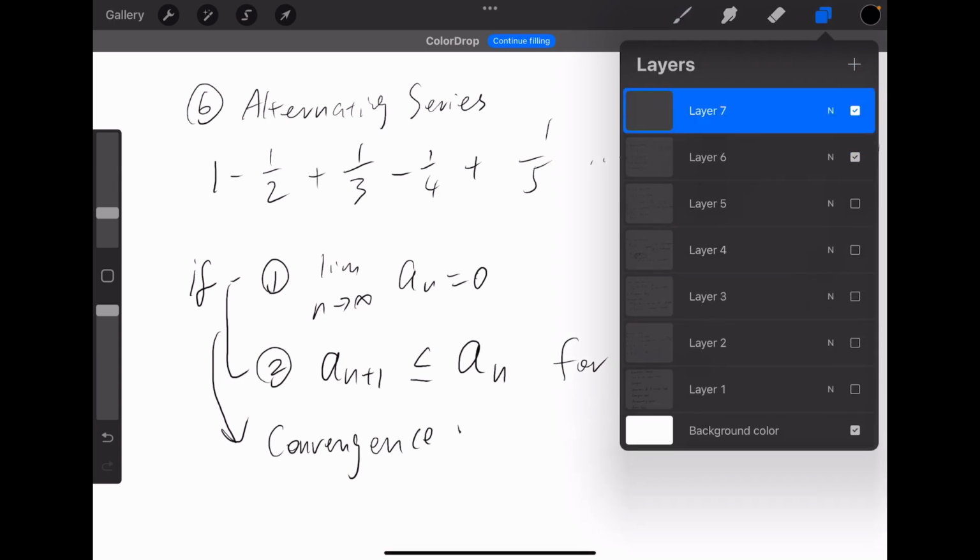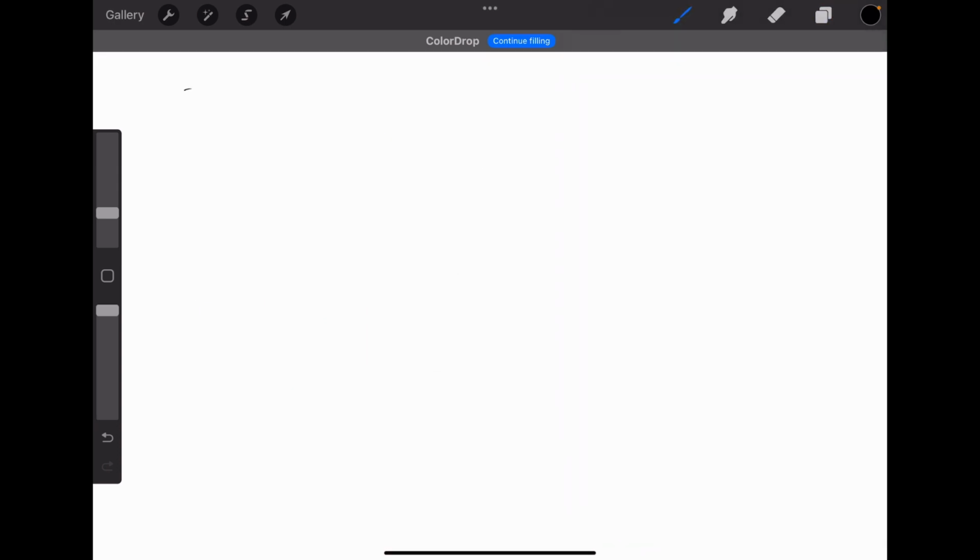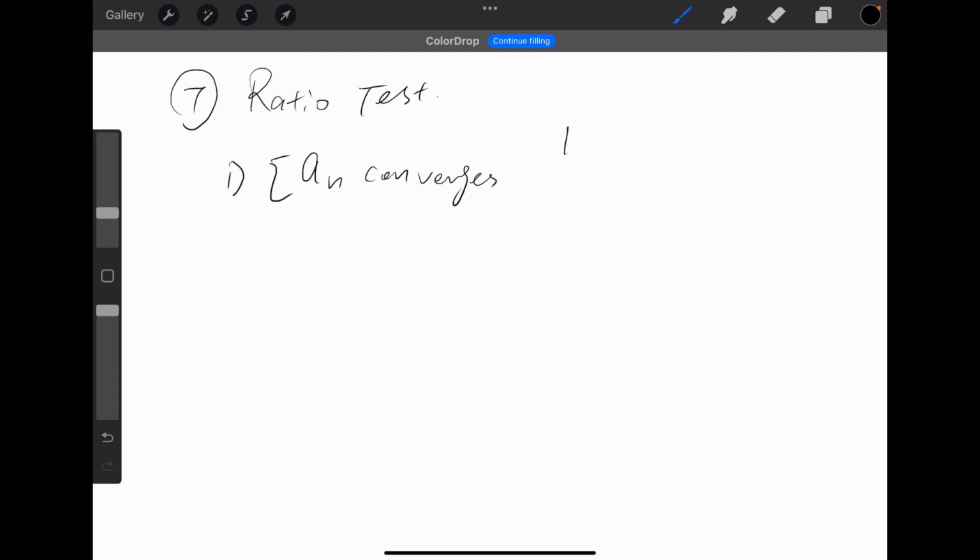Okay, and the last one is the ratio test. So the ratio test tells us that first, if the limit as n approaches infinity of an plus 1 over an is smaller than 1, then the series converges.